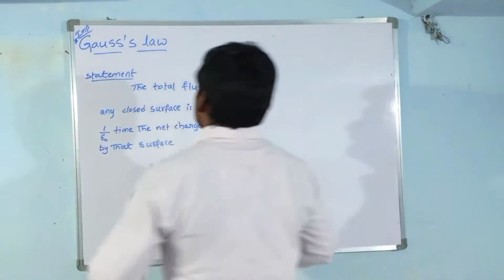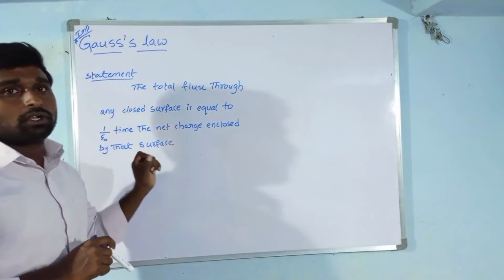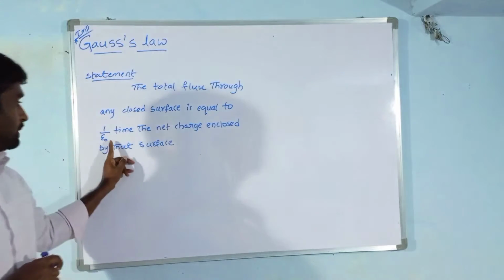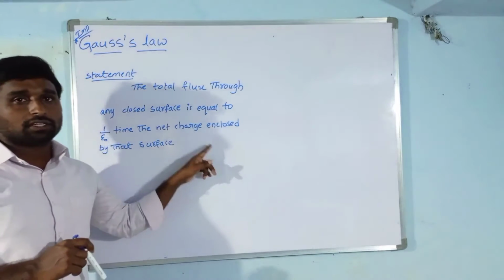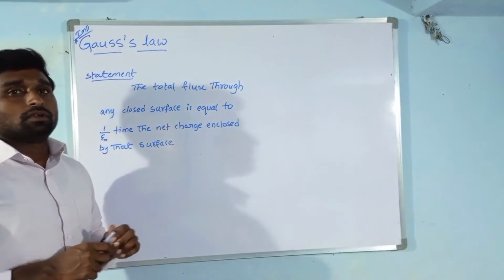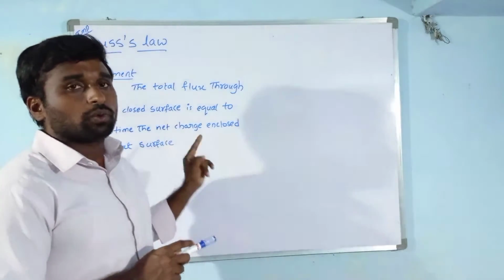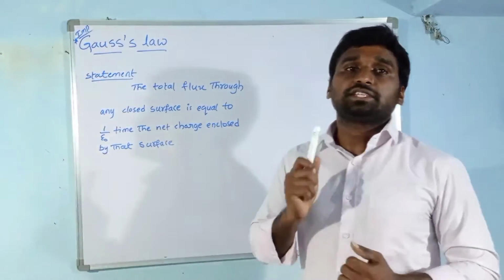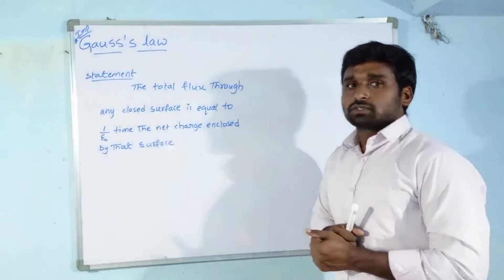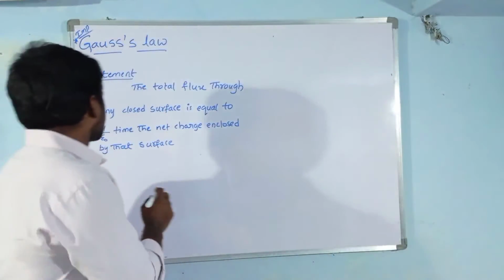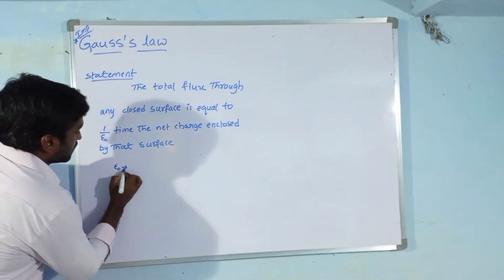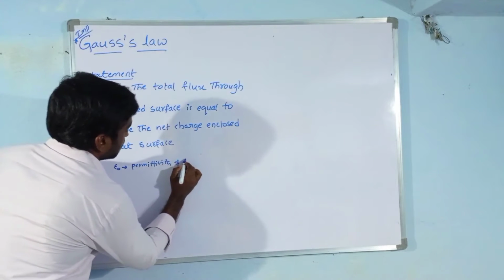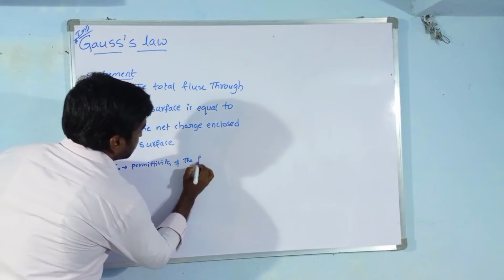The statement of the Gauss law is: the total electric flux through any closed surface is equal to 1 upon epsilon naught times the net charge enclosed by that surface. So what is epsilon naught? Epsilon naught represents the permittivity of the free space.